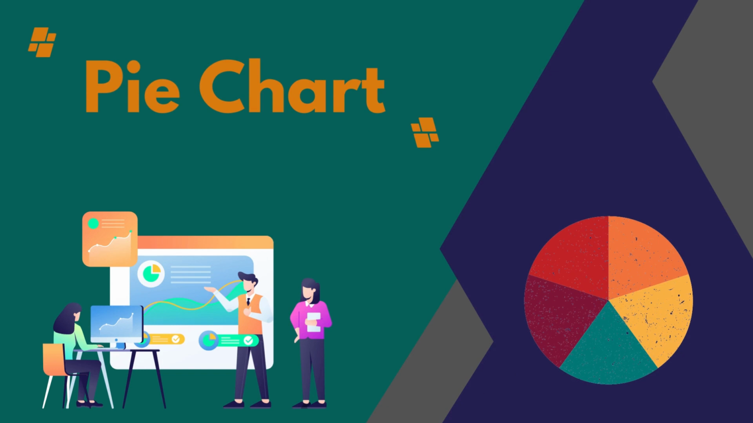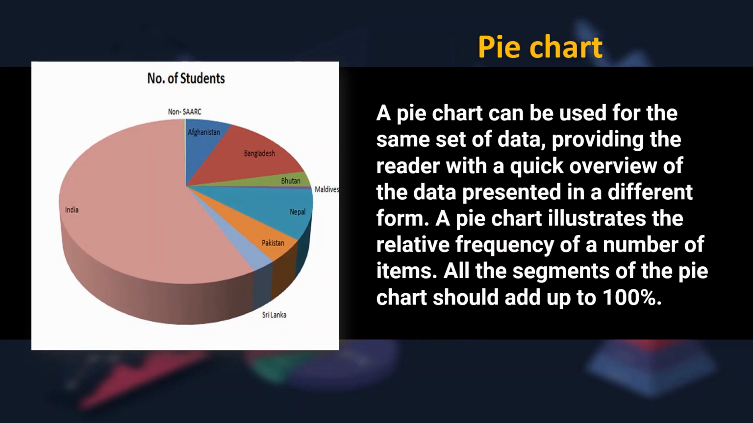The second one is the pie chart. A pie chart can be used for the same set of data, providing the reader with a quick overview of data presented in a different form. A pie chart illustrates the relative frequency of a number of items. All the segments of a pie chart should add up to 100%.